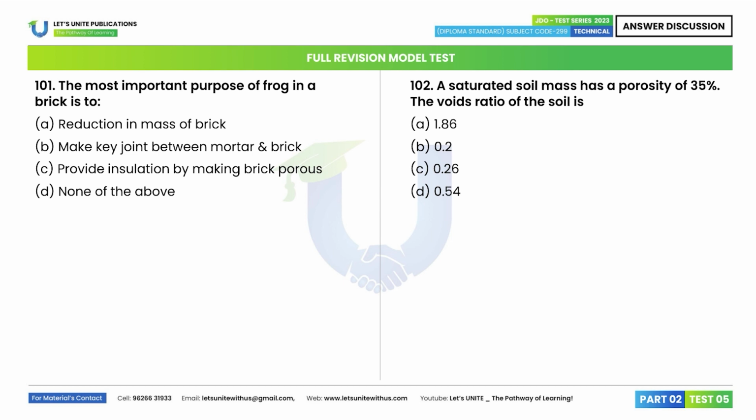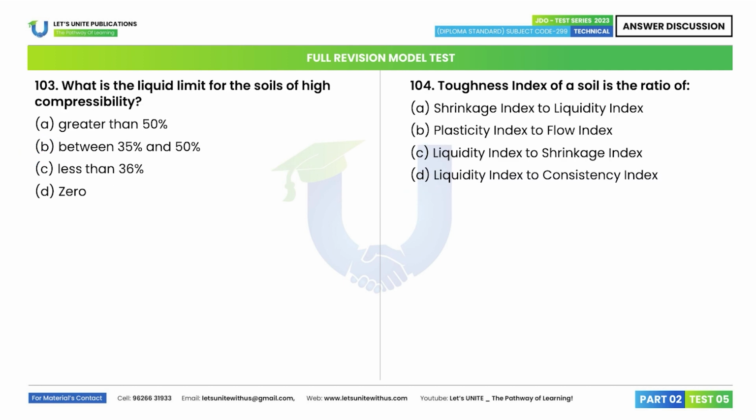First question, the most important purpose of frog in a brick is to make key joint between mortar and brick. Option B the correct answer. Second question, a saturated soil mass has a porosity of 35% and the void ratio of the soil is 0.54. Option D. Third question, what is the liquid limit for the soils of high compressibility greater than 50%?